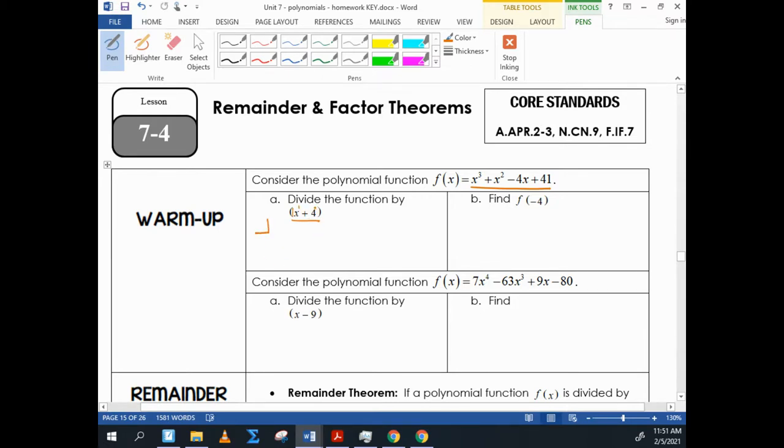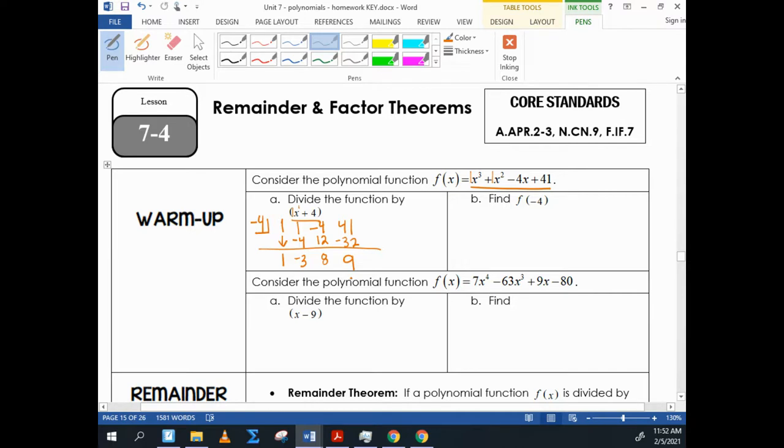So remember, synthetic division says you just change the plus 4 to a negative 4, and all you have to do is write all of these lovely coefficients. Okay, so I've got a 1x to the third, 1x squared, negative 4x, and 41. When I go ahead and divide, this 1 is going to drop straight down right here. Negative 4 times 1 is negative 4. 1 minus 4 is negative 3. Negative 4 times negative 3 is 12. 12 minus 4 is 8. 8 times negative 4 is negative 32. 41 minus 32 is 9.